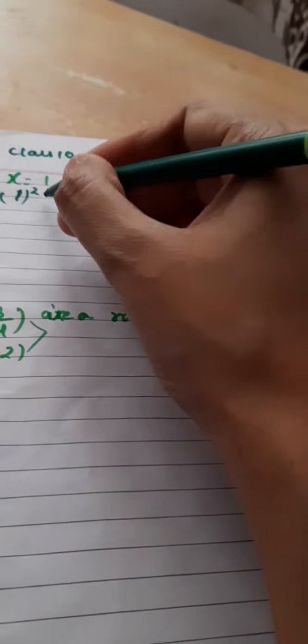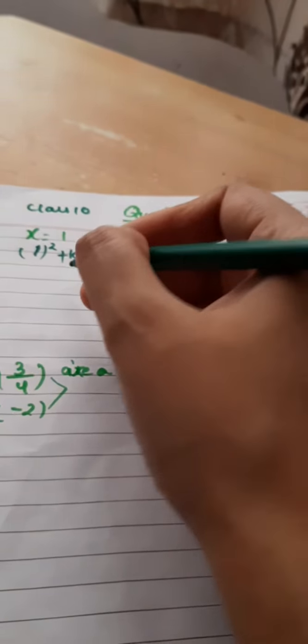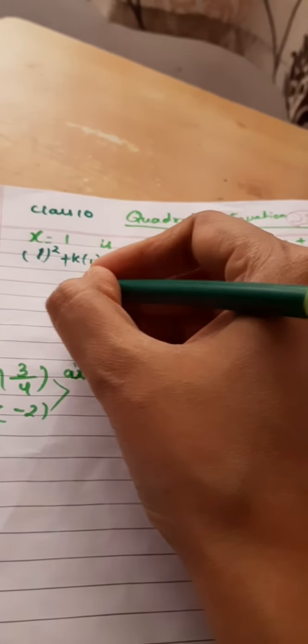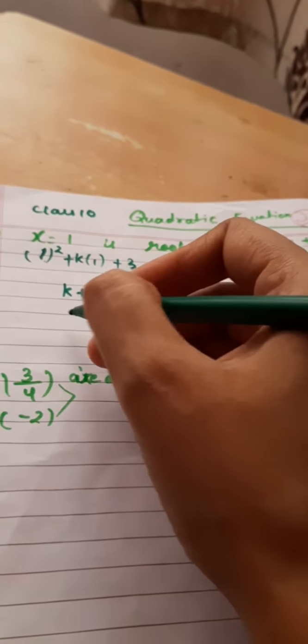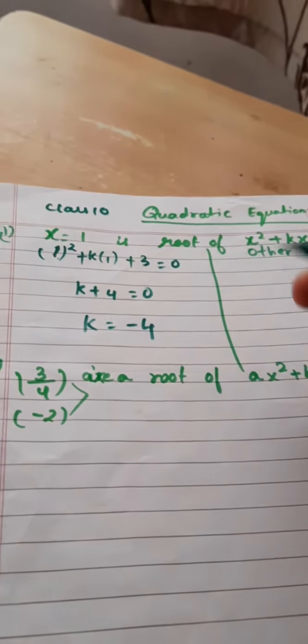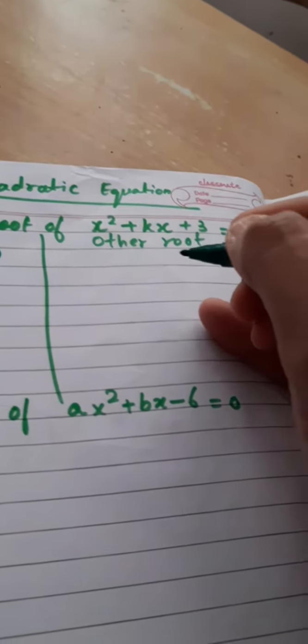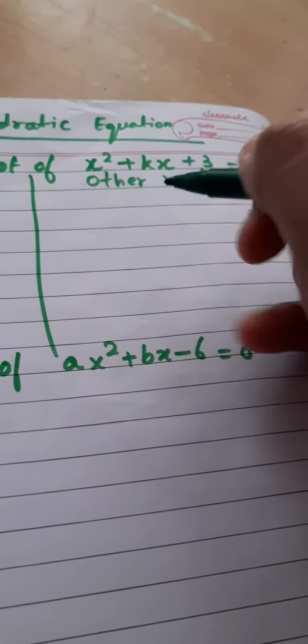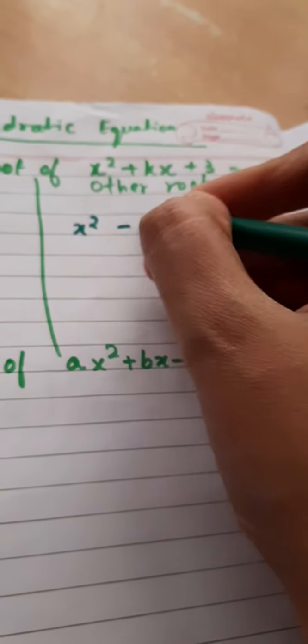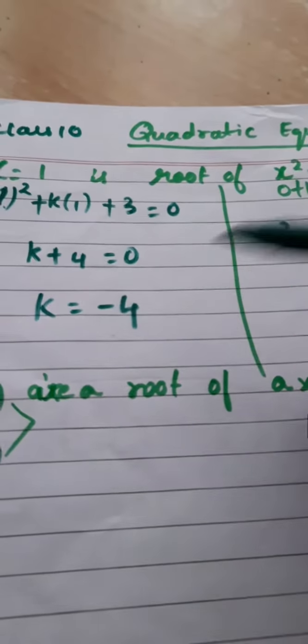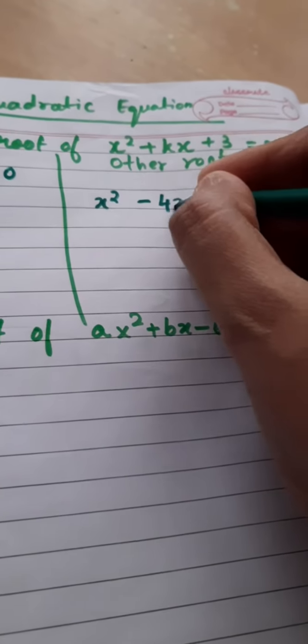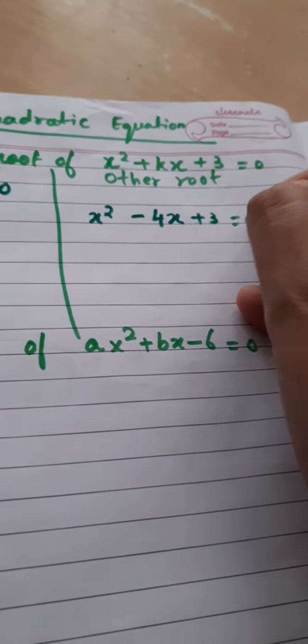So 1 square plus k into 1 plus 3 equal to 0. So 1 plus 3 is 4, k plus 4 equal to 0. So k equal to minus 4. By substituting the value of k, we try to find the other root. So x square minus 4x plus 3 equal to 0.